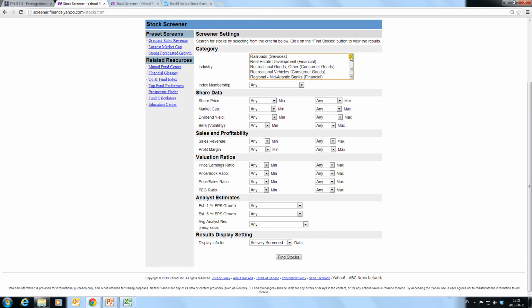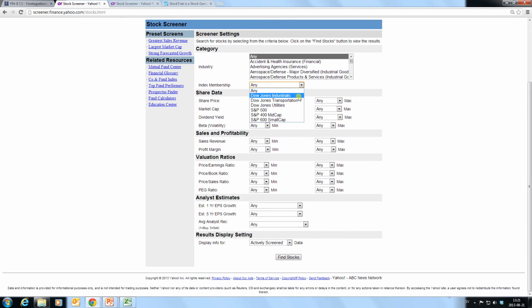Then I would go here in the industry section to the oil and gas, and I could choose the industry I would like to purchase shares in, and then they will show me all the companies in that industry that's in this screener. I could also decide that I would like some kind of index membership. For example, I could say that I would like them to be part of the Standard & Poor's 500, or maybe the Dow Jones Industrials or something else.